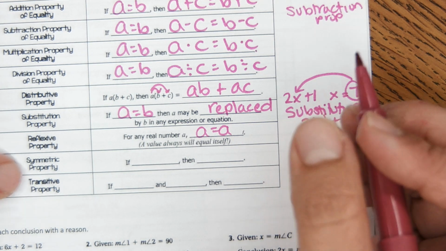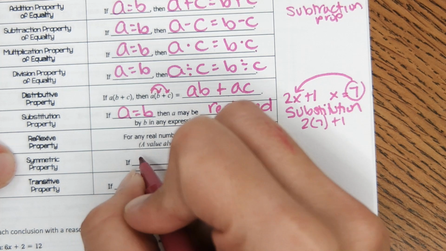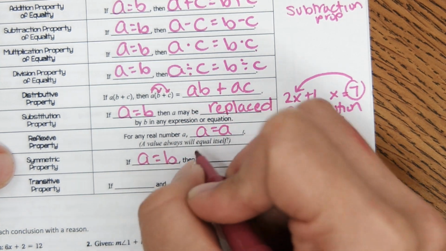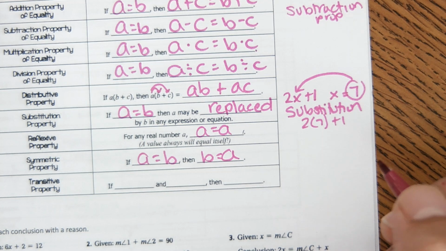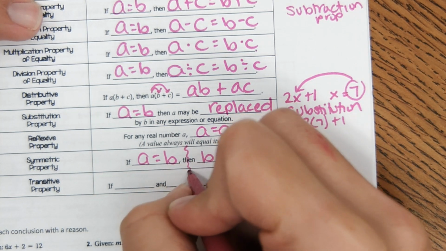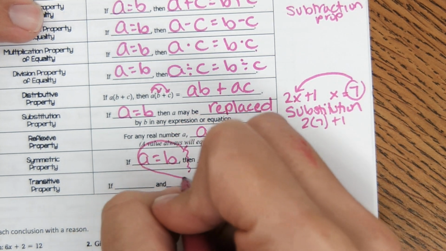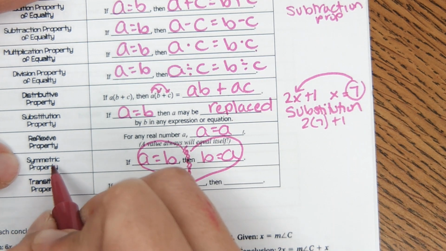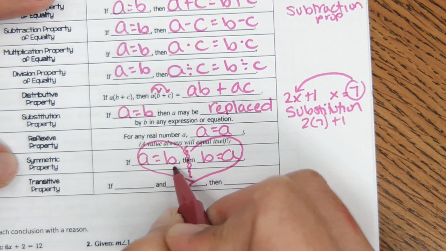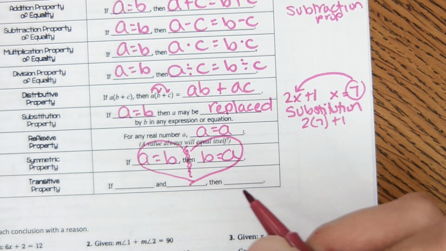Okay, symmetric property, it might be new as well. Symmetric property is if A equals B, then B equals A. If you know anything about symmetry, symmetry is like a mirror reflection on both sides. Like if you had a heart, it'd be symmetrical on both sides. So that's a way that you can remember the symmetric property. It's like a mirror image on both sides.